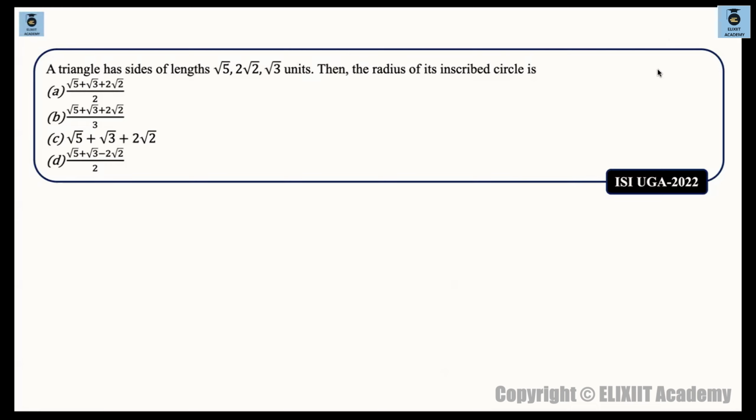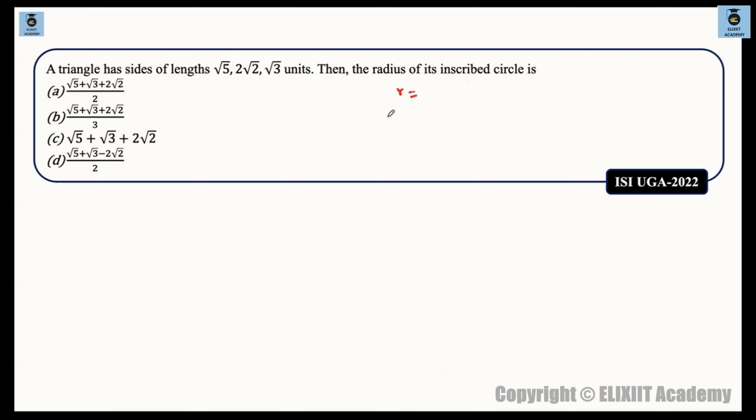Okay, next question. This is once again from ISI 2022. So question says that the triangle has side lengths √5, 2√2 and √3 units. We have to find the radius of the inscribed circle. So side lengths of the triangle is given. You have to find what? Radius of the inscribed circle, माने small r. We have to find small r, है ना?